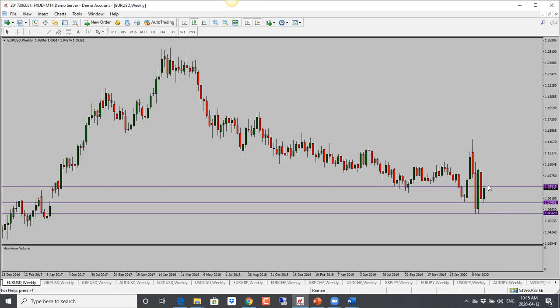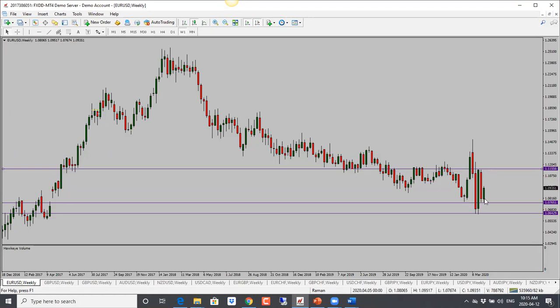1.0650. Now, the concern here is that we are into support. So this is an important support level and price could continue higher and go back towards basically the top of this range that price has been trading in for the last 3 weeks. So those are the two scenarios that I'm looking at right now.